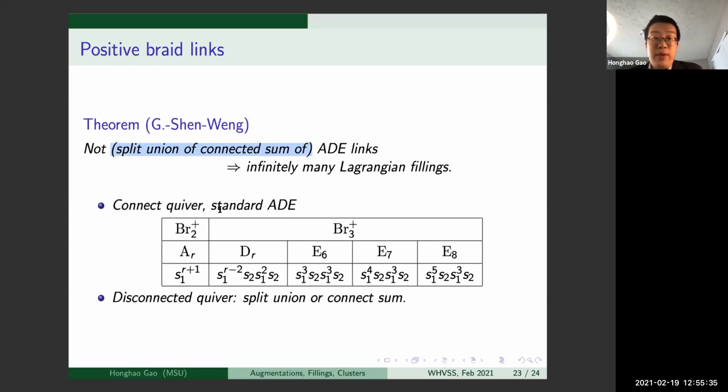This is slightly technical, but the basic components are, if your quiver is connected, the standard ADE type links are as stated here, for type A, D and E6, E7, and E8. And when you do the split union or the connected sum, this doesn't change the quiver, just the disjoint union of their quivers. So if you have a disjoint union of AD type, this is still somehow finite type. So the statement says except for all of these, all the rest will have infinitely many Lagrangian fillings.